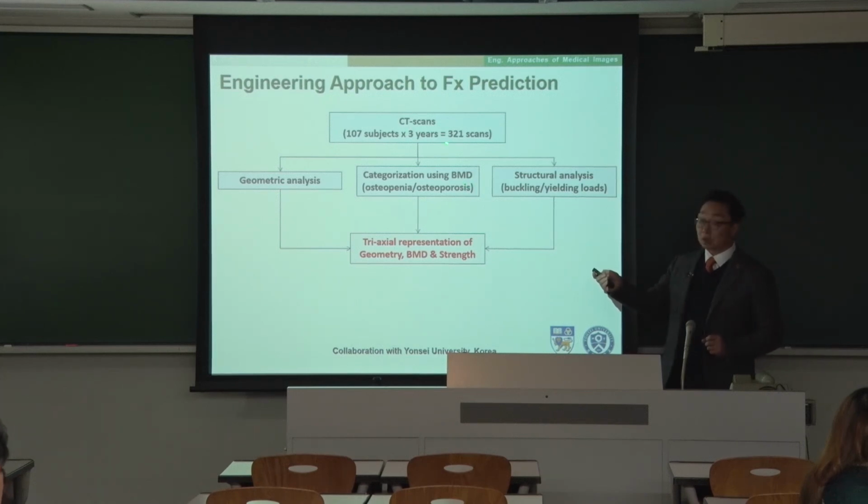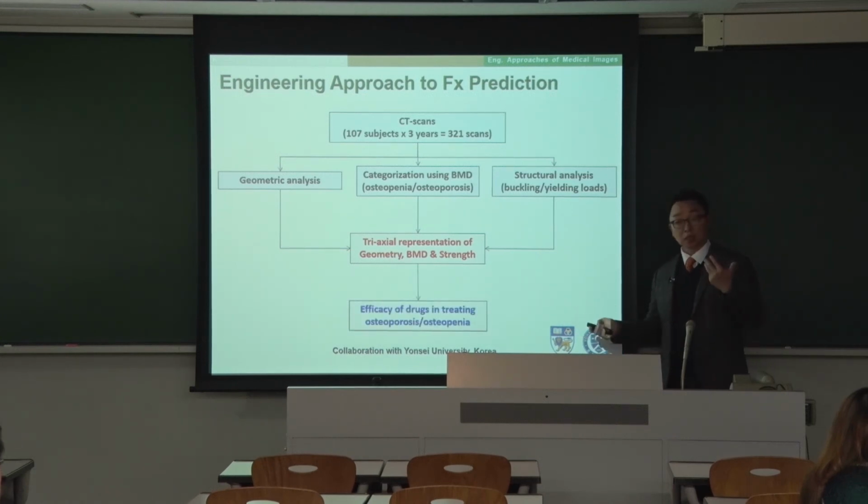So among these subjects, some are control subjects who don't take medicine. Some take the bisphosphonate, which is an anti-resorptive drug, which I'll explain later. Another is the anabolic treatment, which is parathyroid hormone. So two different types of drugs and a control, and we want to see the efficacy of those drugs. Is it really working or not?